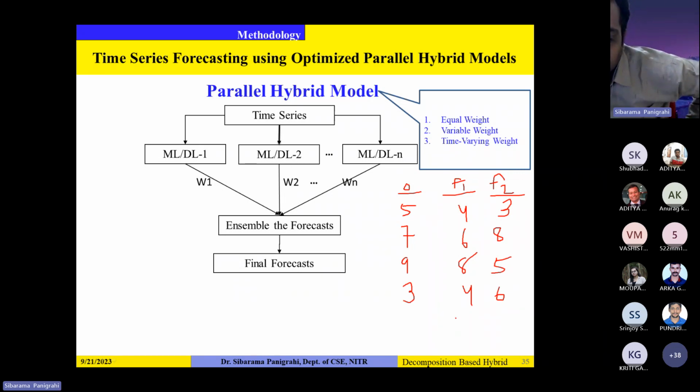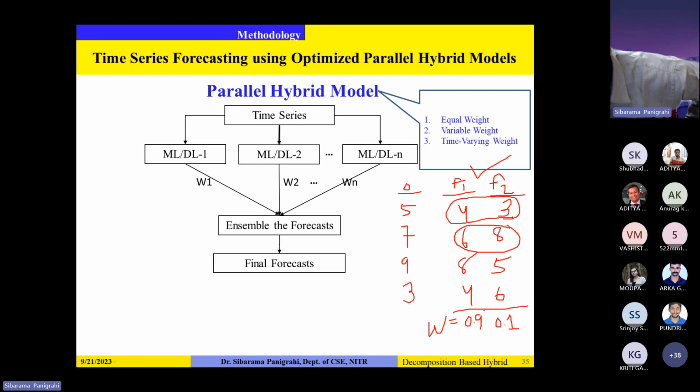And let's say the weight of this one is, suppose we are giving 0.9 weight to this model's forecast, and we are giving 0.1 weight to this model's forecast. So you see here how we will compute the forecast. 0.9 into 4 plus 0.1 into 3. This will be the forecast of the parallel hybrid model. And for this one, what will be the forecast? 6 into 0.9 plus 8 into 0.1.